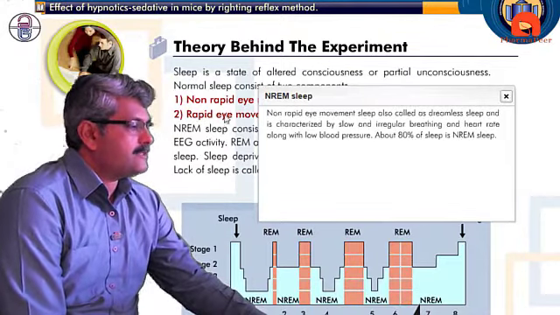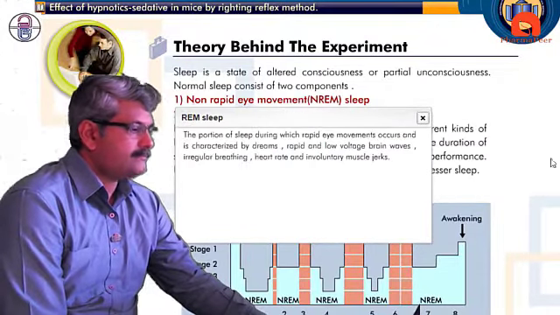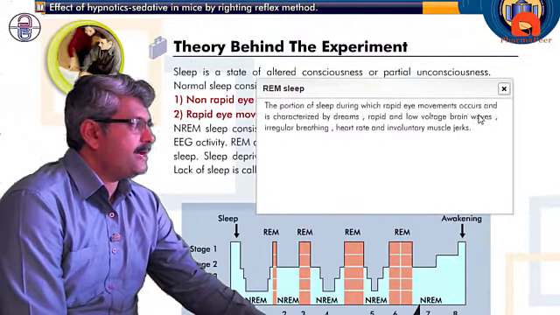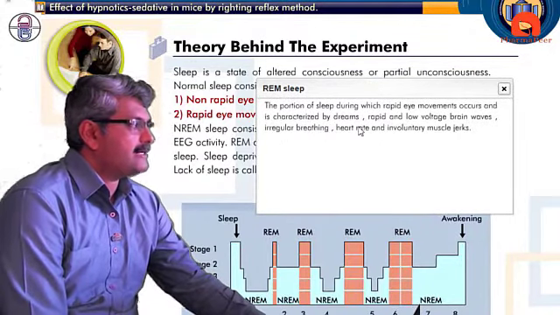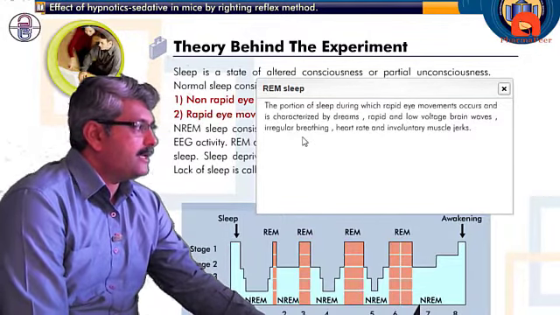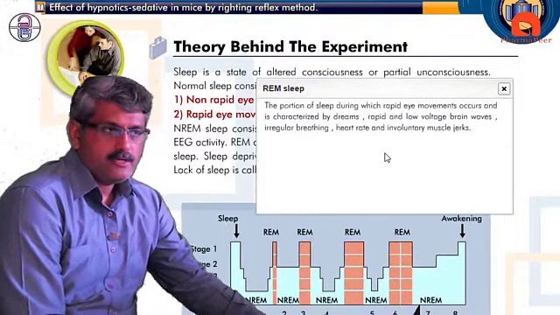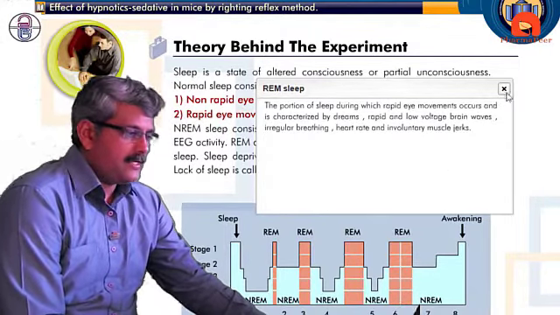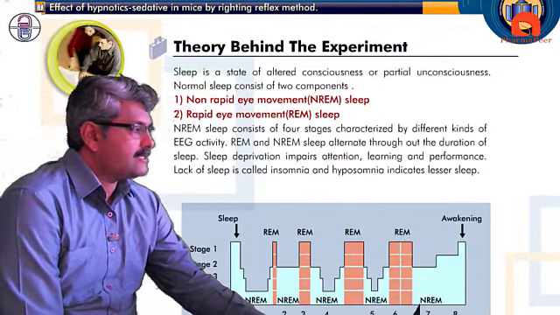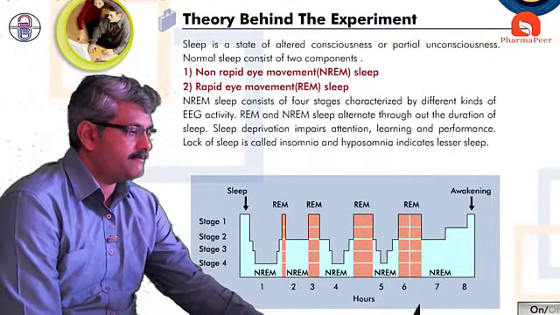Next one is REM sleep. REM sleep is a portion of sleep during which rapid eye movement occurs, and it is characterized by dreams, rapid and low voltage brain waves, irregular breathing and heart rate, and involuntary muscle jerks. So this is called REM sleep. Now let's see with this diagram what the diagram says, and how it is giving information about this.